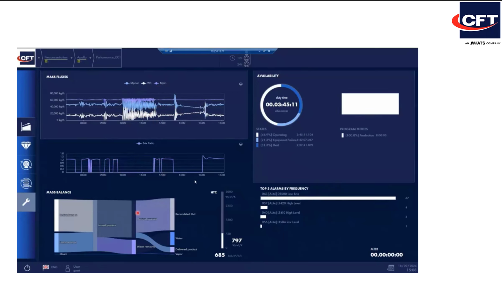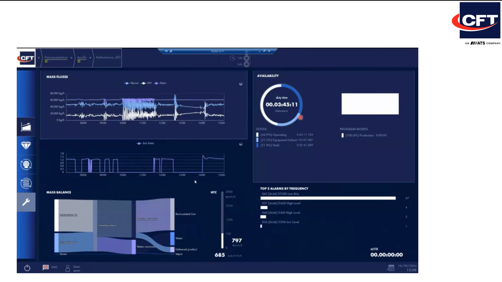Finally, a very useful and quite inspiring Sankey chart of the mass flows, where I do see the fresh product to the line, the product being recirculated by the evaporator itself, and how that is transformed into water removal, delivered semi-concentrated product, mass that goes back in a recirculation loop, and a little quantity of uncondensables that come out of the system.